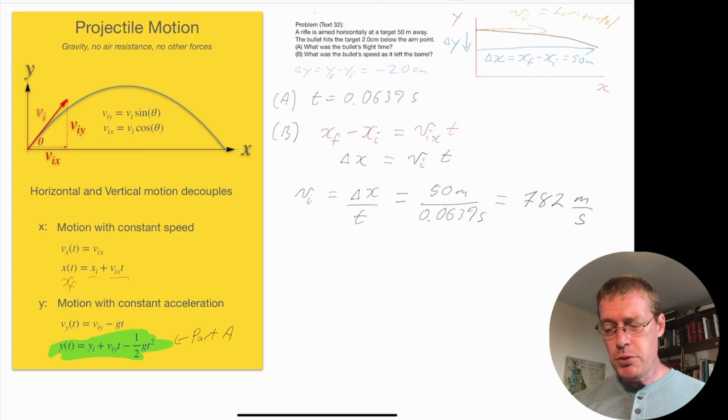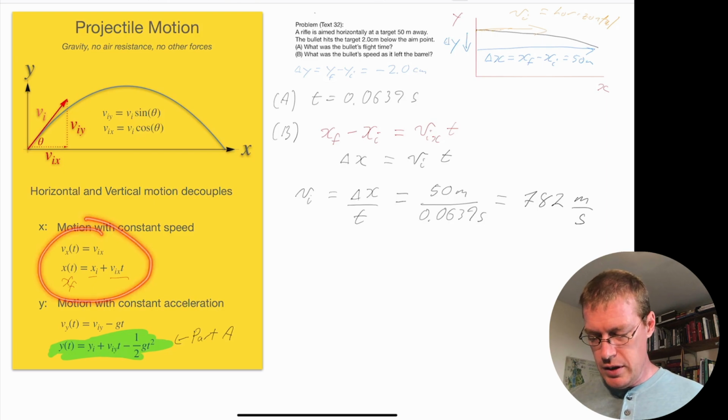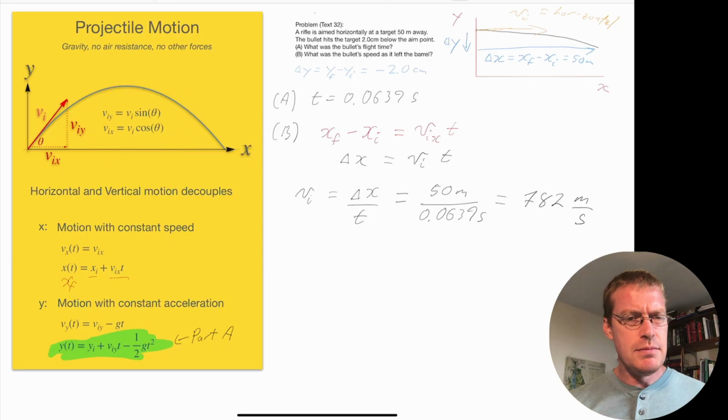These projectile motion problems are difficult. There's a lot of moving parts. There are a lot of different equations. And there are a lot of concepts. The best way to master these types of problems is to do a lot of them. Please come to office hours, ask questions on the forum.